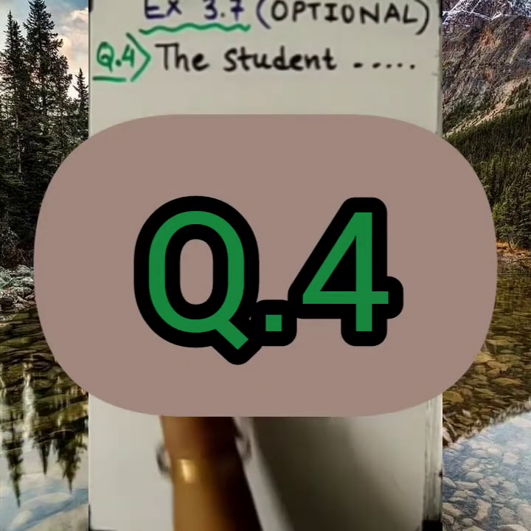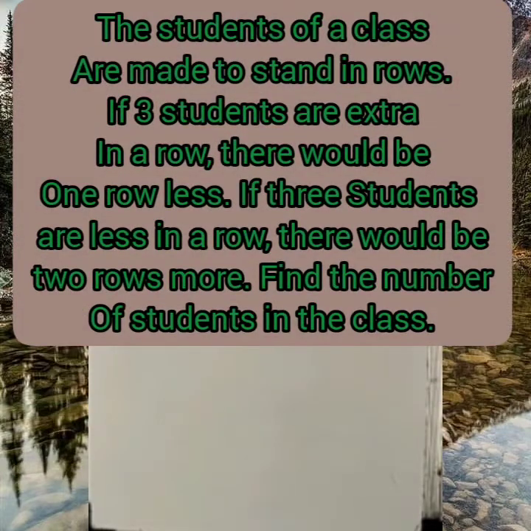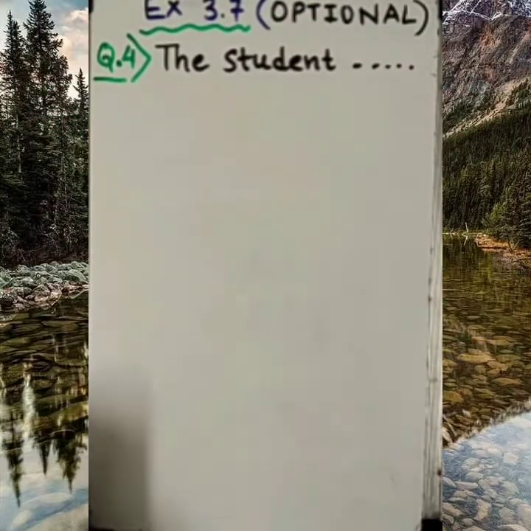So here my dear student, according to the question, let's see what we are given. Question number 4. Question says, the students of a class are made to stand in rows. If 3 students are extra in a row, there would be 1 row less. If 3 students are less in a row, there would be 2 rows more. Find the number of students in the class. Very easy, very simple question.